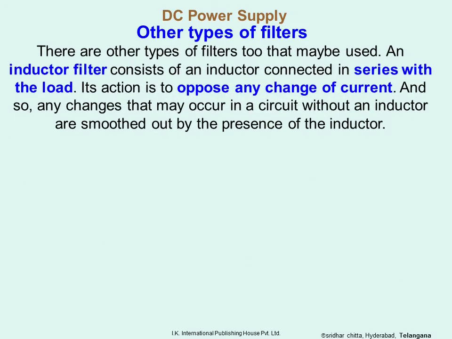There are other types of filters too that may be used. An inductor filter consists of an inductor connected in series with the load. Its action is to oppose any change of current, and so any changes that may occur in a circuit without an inductor are smoothed out by the presence of the inductor.